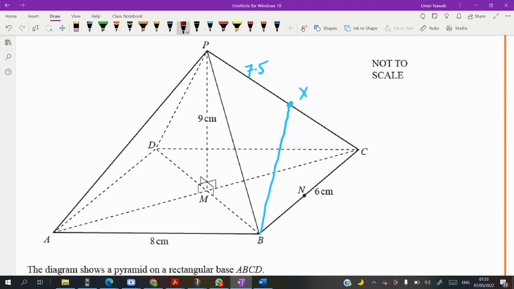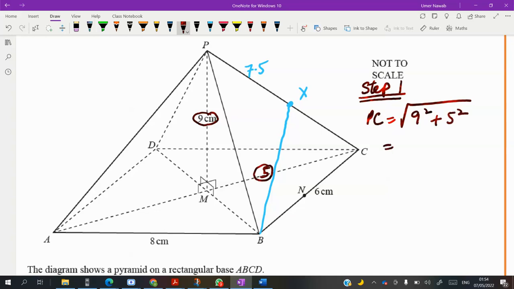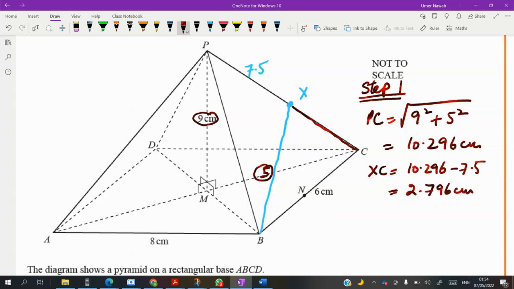Step number 1, boys: you will find the PC side. The PC side is equal to, you use this is 9 and this is 5, so 9 squared plus 5 squared, that gives you the answer 10.296. Write it to more significant figures. Okay, PC is done. Now find XC. So XC is from the total 10.296, you subtract 7.5, the answer comes to you 2.796 centimeters to four significant figures.